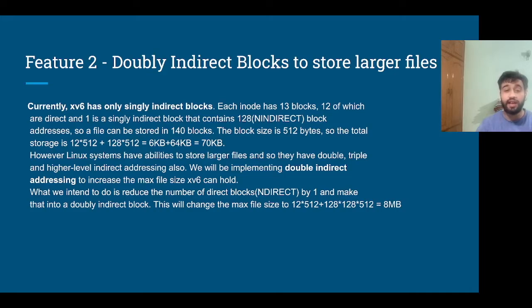However, Linux OS has abilities to store larger files because they have double, triple, and higher level indirect addressing also. So, as the second part, we will be implementing double indirect addressing to increase the max file size. So, what we intend to do is that instead of having a singly indirect block, we will have a doubly indirect block. So, due to this, we will have 12 direct blocks and one doubly indirect block, which will change the max file size to 12 into 512 plus 128 into 128 into 512. So that is 8 MB.